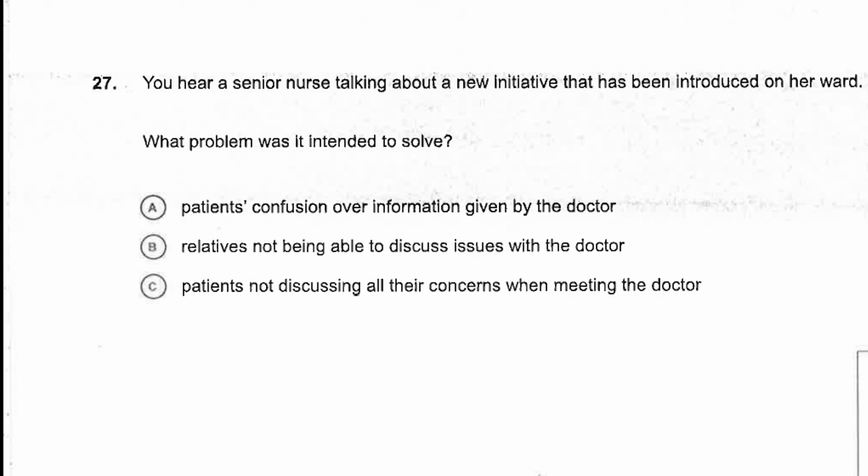Question 27. You hear a senior nurse talking about a new initiative that has been introduced on her ward. Now read the question.